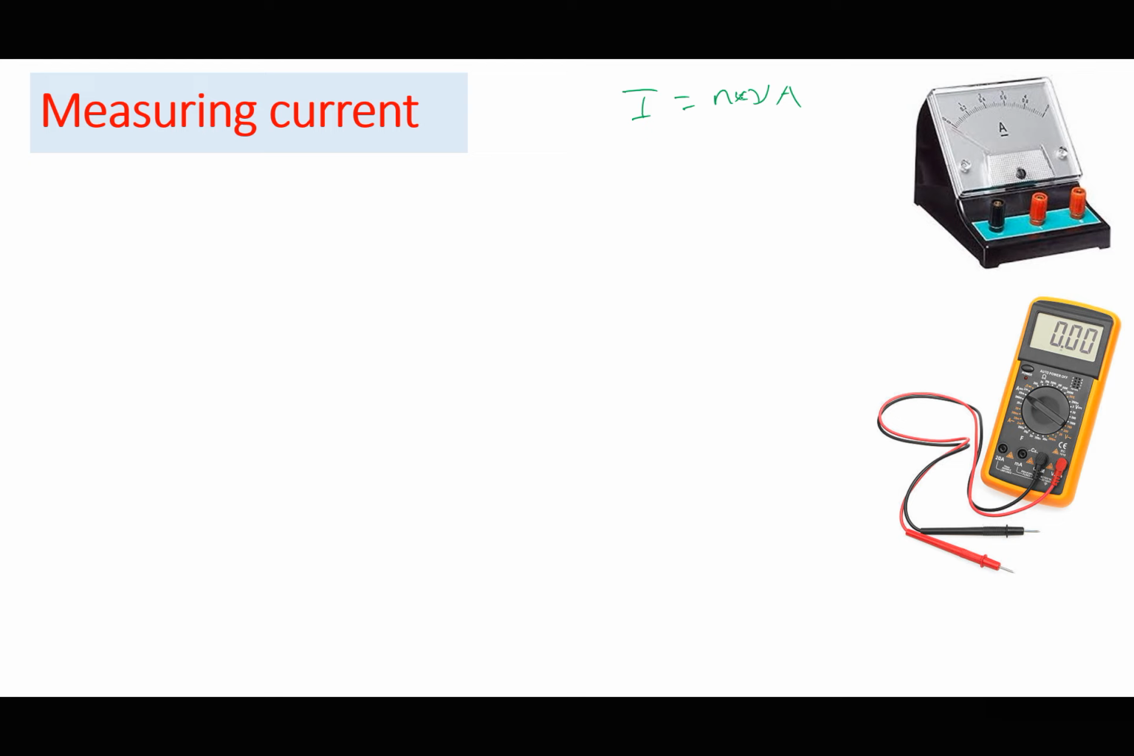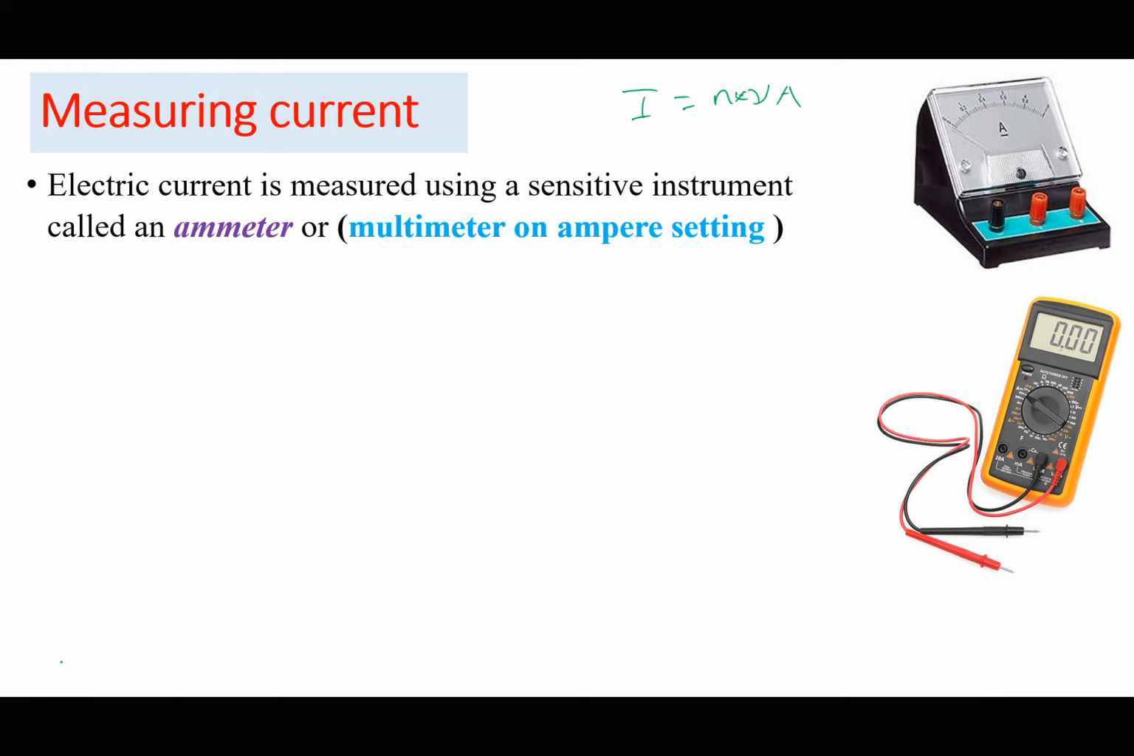Let's talk about measuring current, or current measuring instruments. Of course, we know from GCSE that current can be measured using the ammeter. We are used to the ammeter, so I will not waste time on what we already know. Electric current is measured using a sensitive instrument called the ammeter, or it can be a multimeter, but when you say multimeter, it should be on the ampere setting, not the ohms setting.